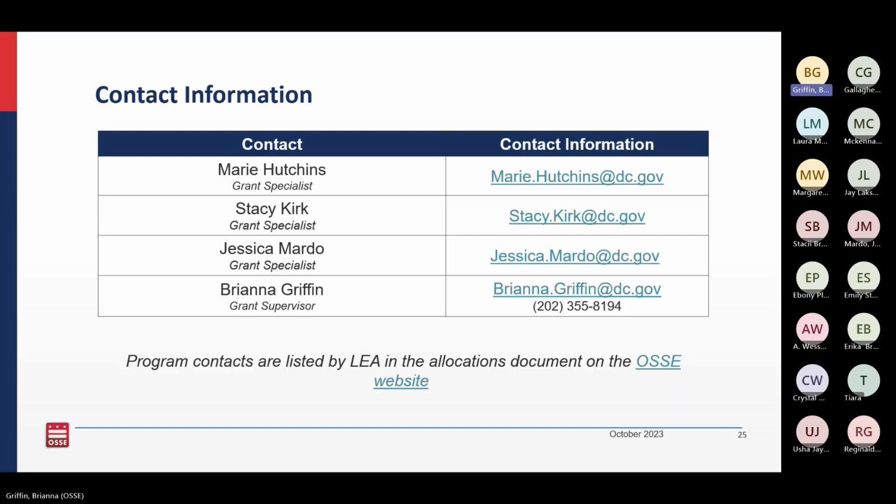And finally, our contact information. Again, program contacts are listed in the allocations document, which is linked here. The first 3 individuals listed on this table are the grant specialists working on the SOAR formula grants, and their contact information is provided here. And my contact information is also provided in the event that you need additional support, or if you're unsure who your program contact is, feel free to reach out to me directly by email or phone.